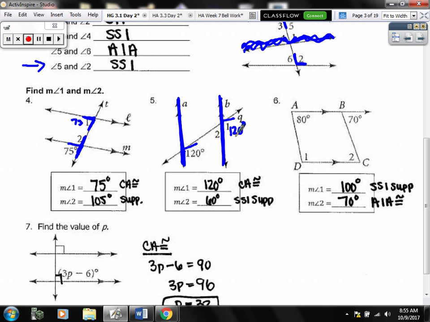And then I used, you could use a linear pair here to get 60, or the fact that these two angles are same side interior, which are supplementary.